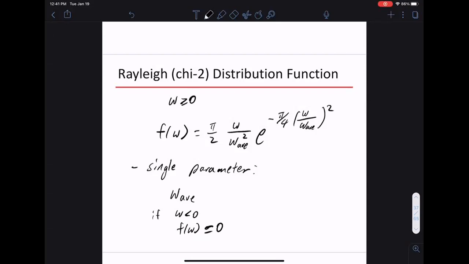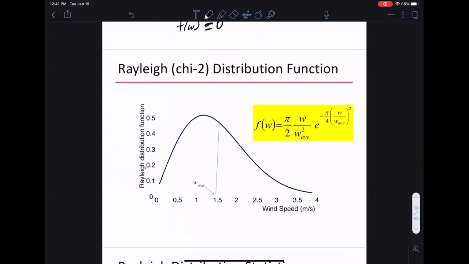There's no chance of this thing occurring. Okay. So if you plot the function, it will look something like this. Basically, it's still a single peak. There's only one peak of this function, but it's not symmetric around this peak, and it only takes on positive values. Okay? So that's the function we have.